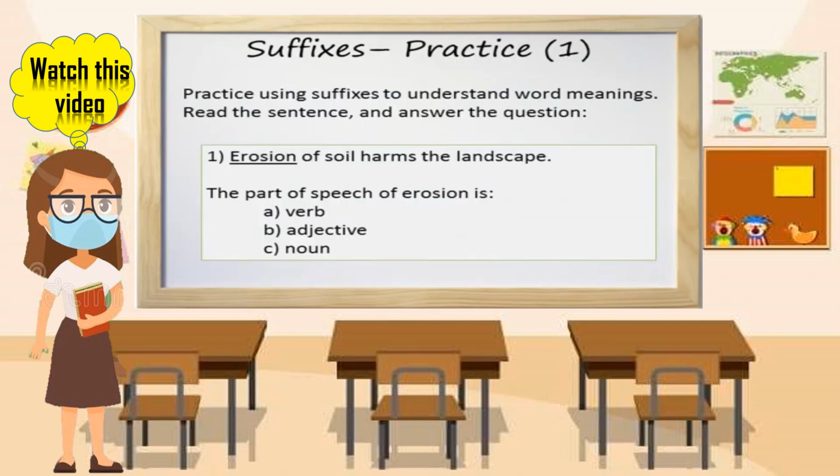Let's practice suffixes. Practice using suffixes to understand word meanings. Read the sentence and answer the question. Number 1. Erosion of soil harms the landscape. The part of speech of erosion is A, a verb, B, an adjective, or C, a noun. What's the answer? C, noun. We know that because the suffix sion forms a noun.